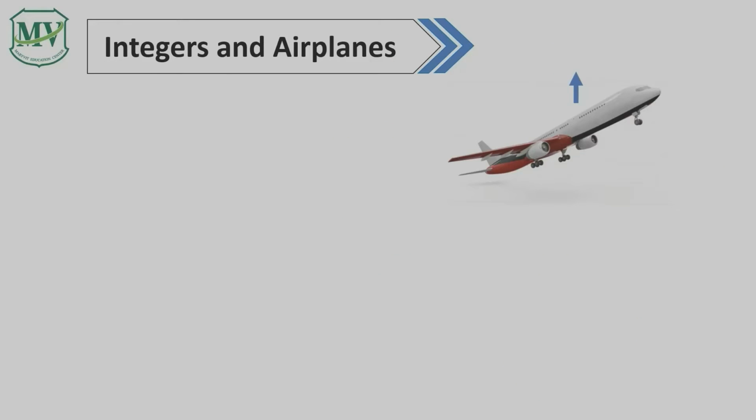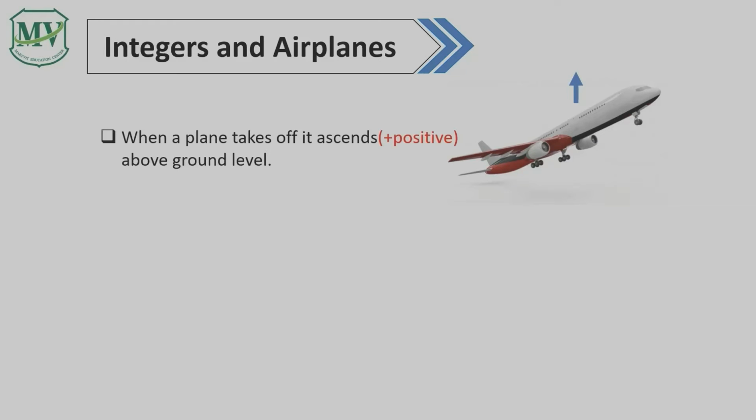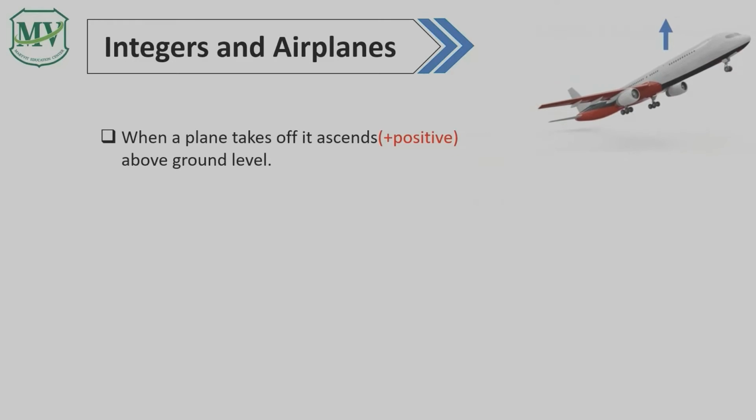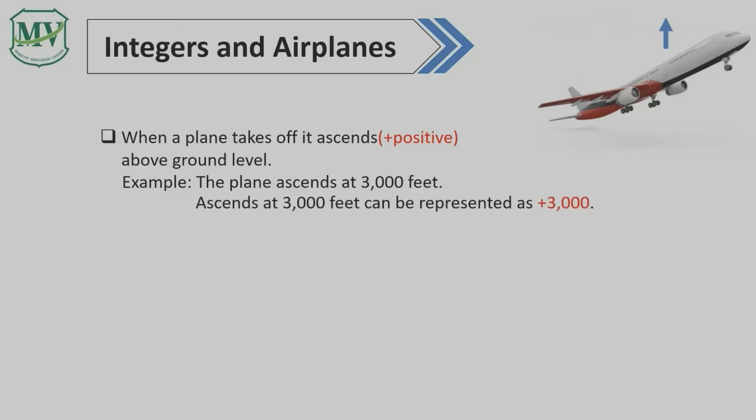Integers and airplanes. When a plane takes off, it ascends above ground level. The word ascend could represent positive numbers. Example: the plane ascends at 3,000 feet. Ascends at 3,000 feet can be represented as positive 3,000.